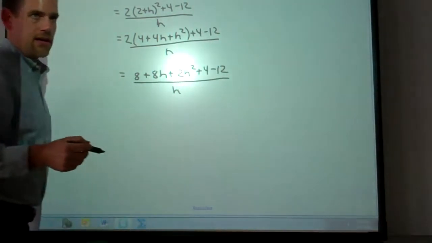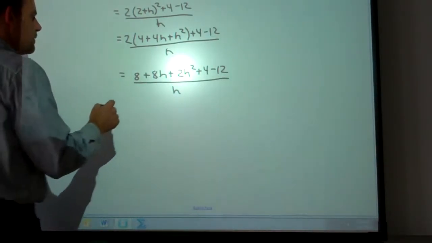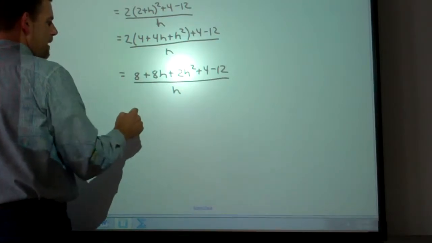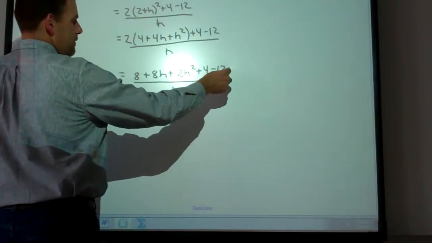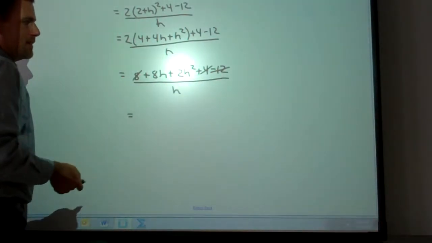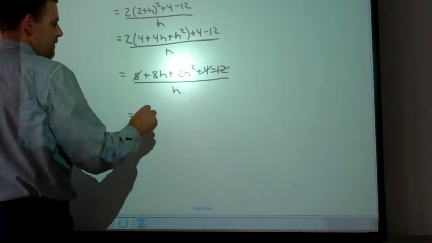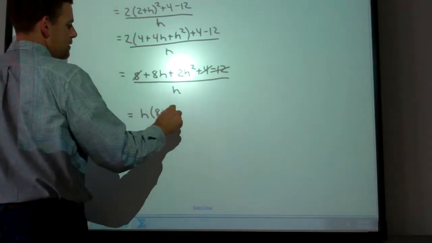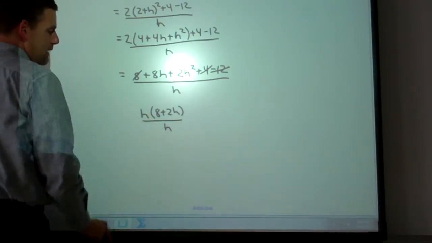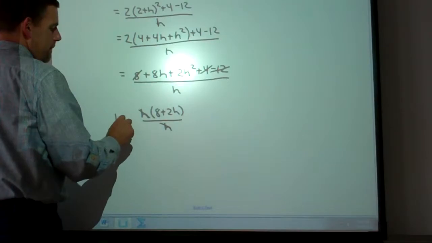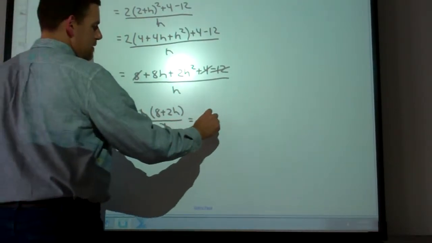And again, if I ever get going too fast in the video, just pause it and look at what I've written and see if it makes sense to you. I'm going to combine my like terms. I have an 8, a 4, which is 12, and negative 12. Shockingly, the constants cancel out. I needed that because I need my h to factor out. So I have an h times 8 plus 2h over h left. And I'm going to take the limit as h goes to 0. That's going to leave me with just 8.